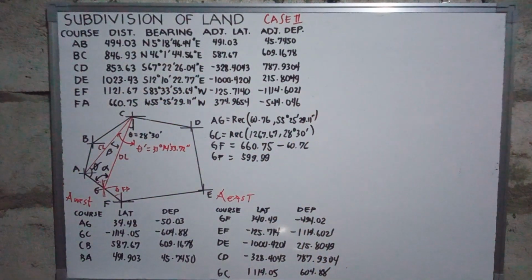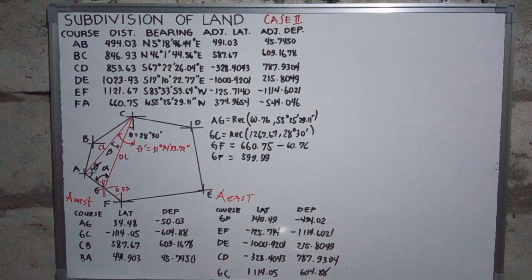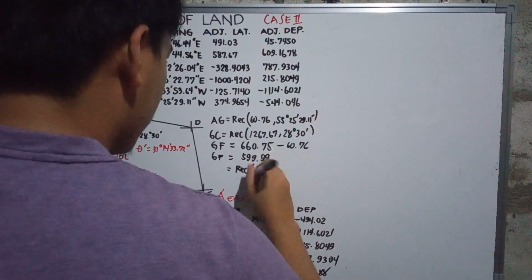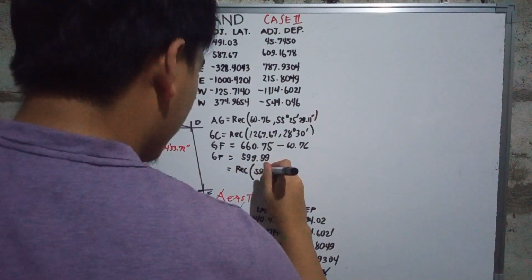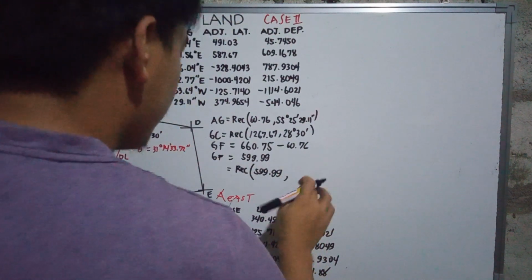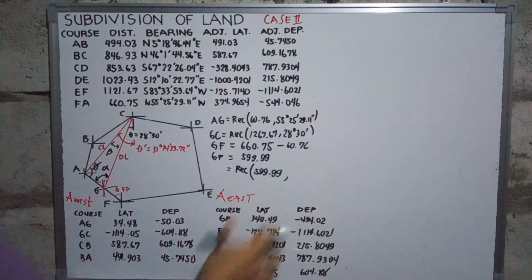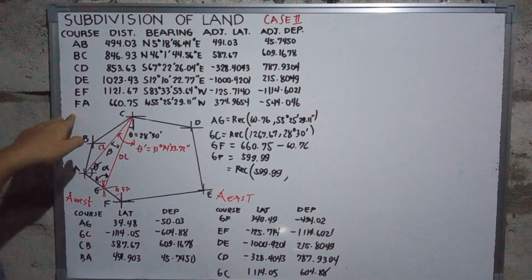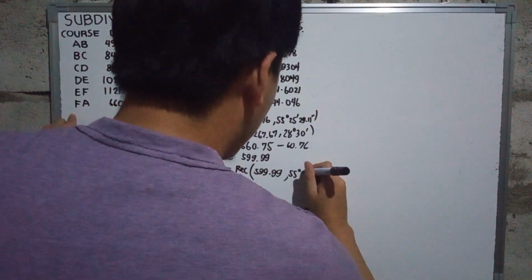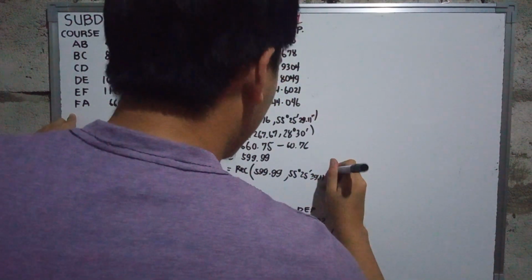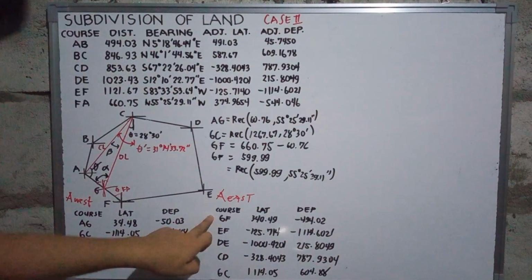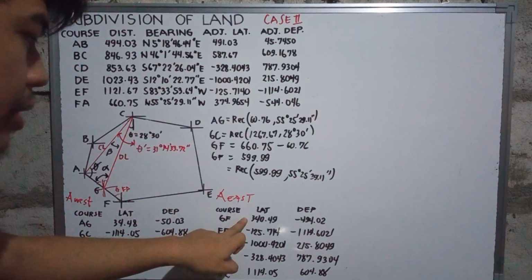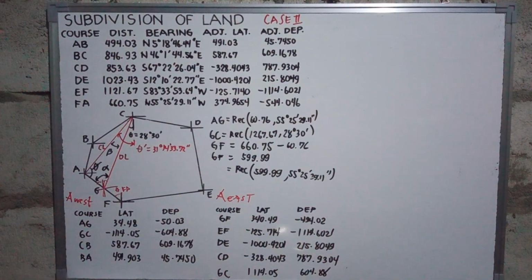Para malaman naman natin yung value ng latitude at saka departure ng GF, so that will become equal to rect, yung line niya or the length niya, 599.99, comma, tapos yung bearing niya, since along siya sa line ng FA, parehas lang sila ng bearing na 55 degrees, 25 minutes, 29.11 seconds. So, this will now become yung value ng GF natin since our bearing is northwest. North, kaya positive, west, kaya negative.